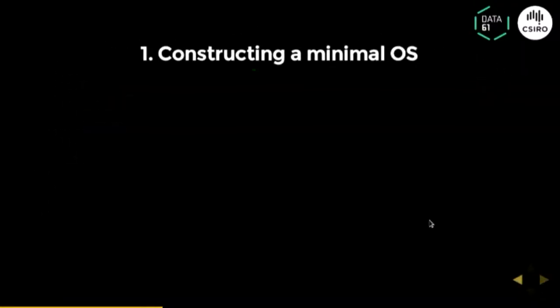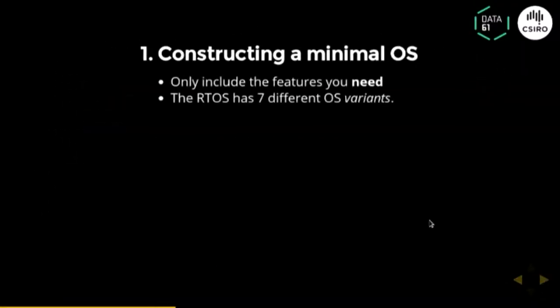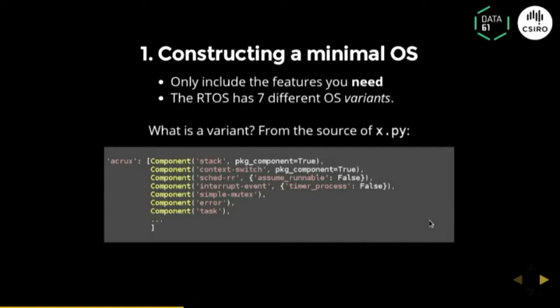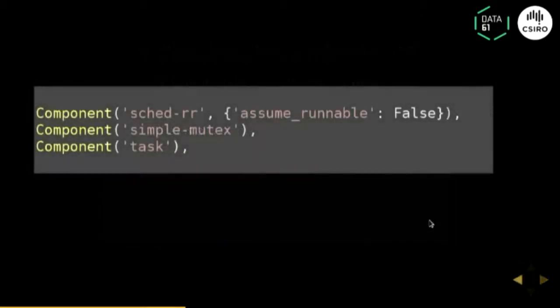So first step. This is a piece of code from the Python build system that constructs C operating systems in eChronos. If I zoom in on that a little bit, you can see that it's built up of these little components. So you can take elements of operating systems that you want and just compose them together in this nice Python script, and it'll spit out an operating system in the format that you want.